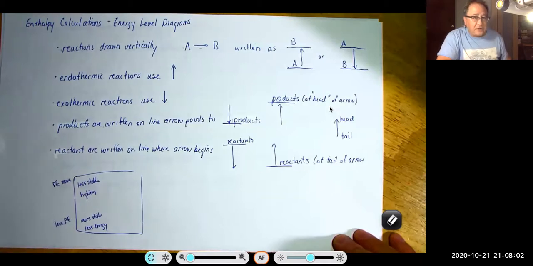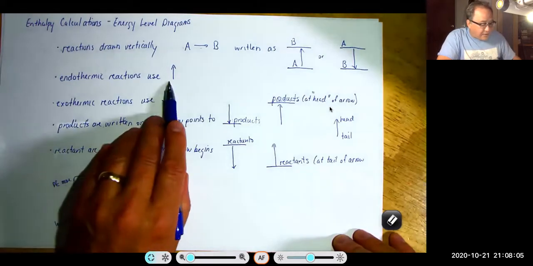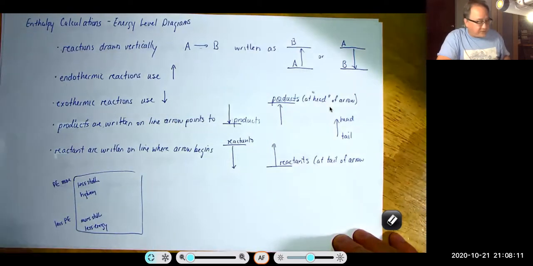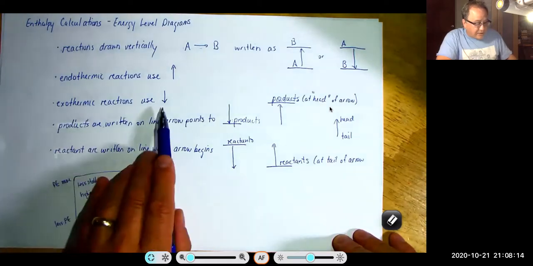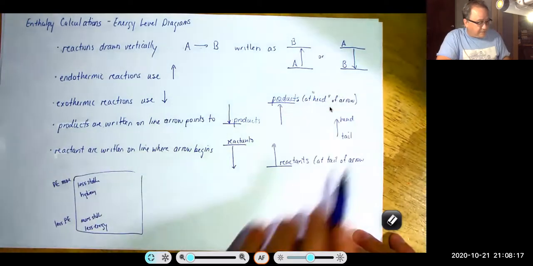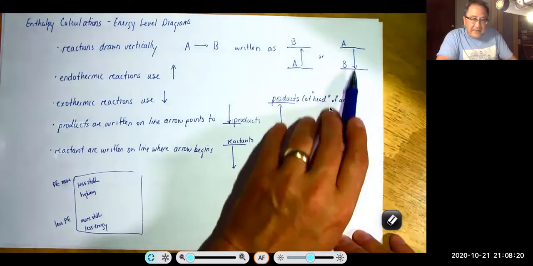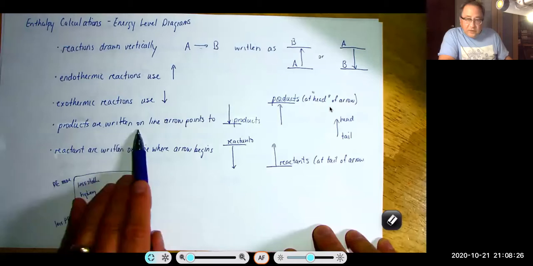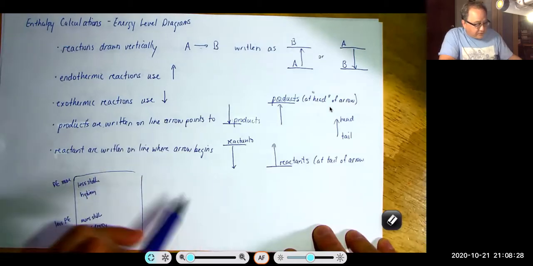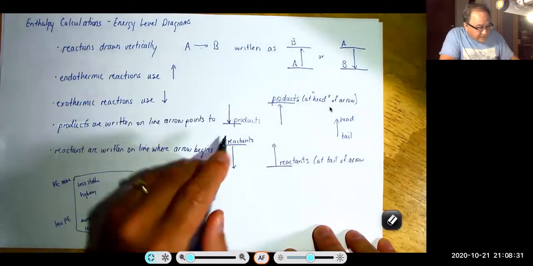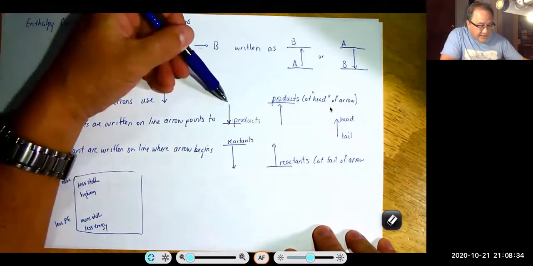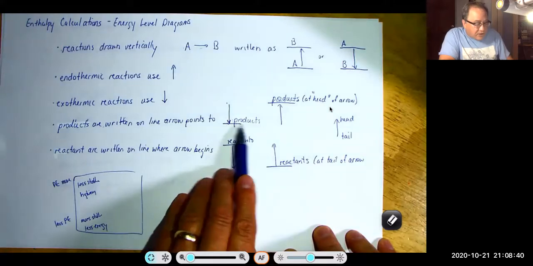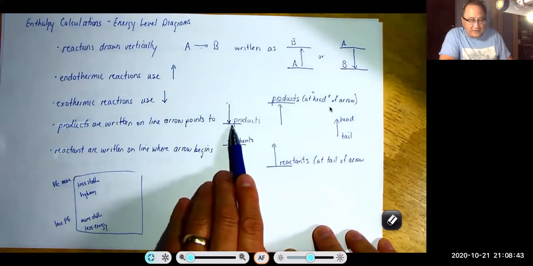Okay. So when you have an endothermic reaction, you use an arrow going up. When you turn A into B, B has more potential energy. If you have an exothermic reaction, you use an arrow going down like this over here. So here, this means that B is more stable and has less potential energy. Now the products are always written on the line that the arrow points to. I call this the head of the arrow, and I call the other side the tail of the arrow. So you always write the products at the head of the arrow, and you always write it on top of the line that the head of the arrow is touching.